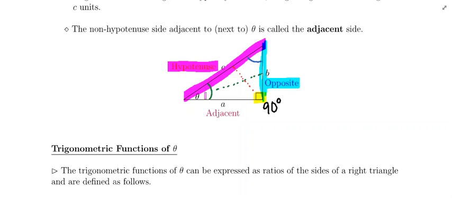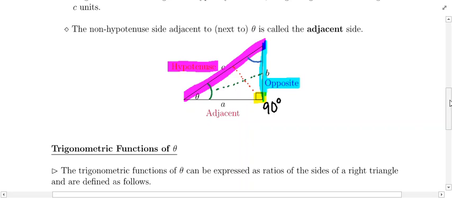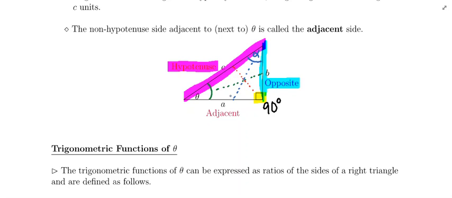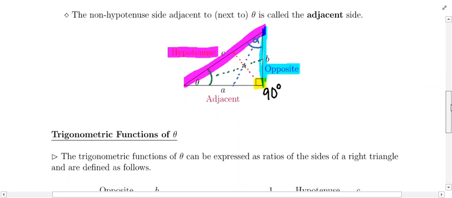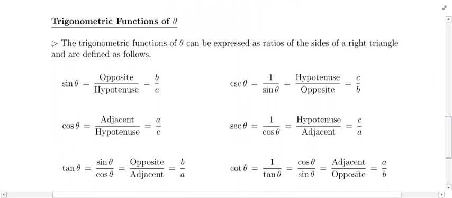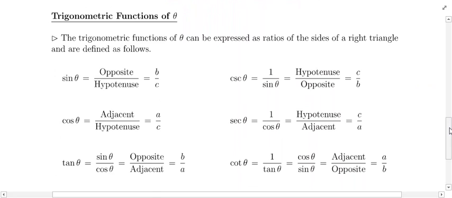Remember, if you're dealing with a different angle, if you're looking at the blue angle, for example, relative to that angle, maybe this is alpha, this would be the opposite side. It's all relative to which angle you're talking about, so keep that in mind. Based on these definitions, for a particular angle, we define the trigonometric functions of theta.